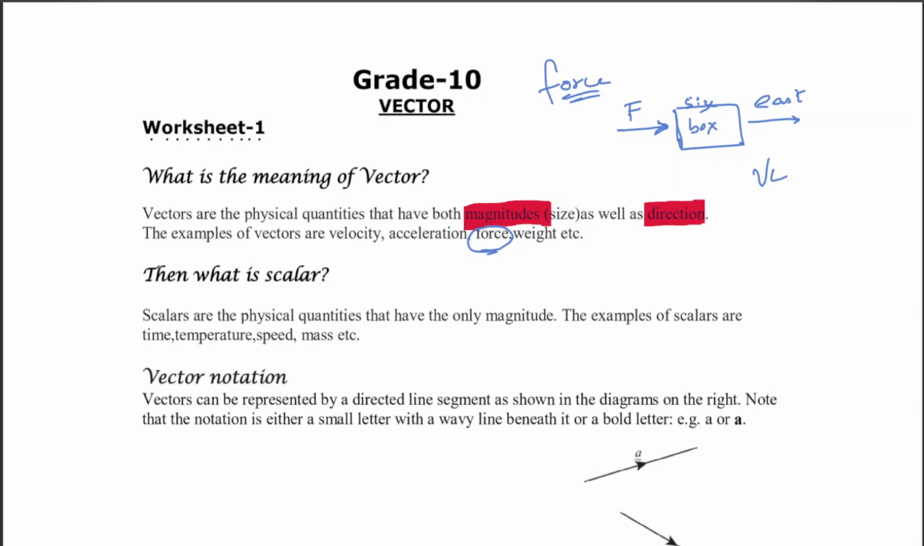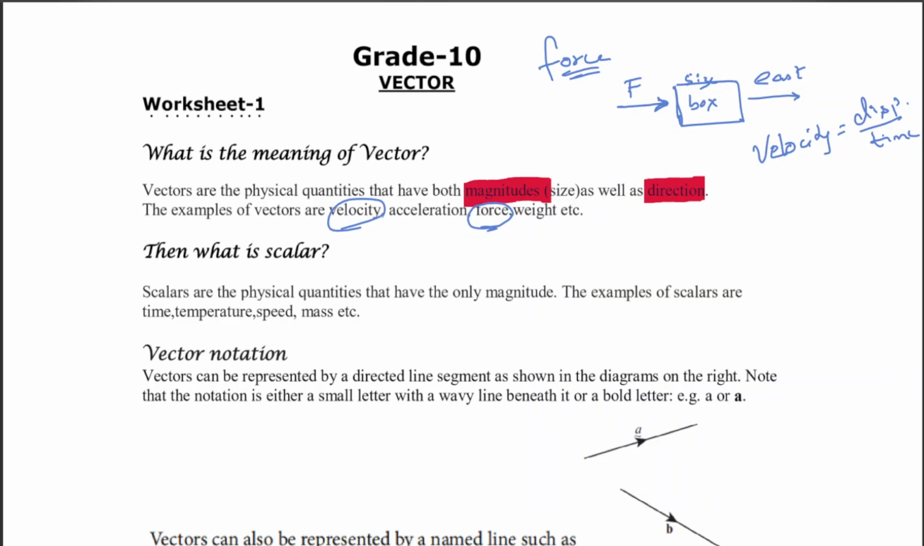We also know that velocity is a vector. These are physics terms. I'll not go so deeply, but just give you the example. Velocity, you know, is displacement divided by time. Speed is distance divided by time, but velocity is displacement divided by time. So you know that displacement is a vector quantity. Weight is a vector quantity, but mass will be a scalar quantity.